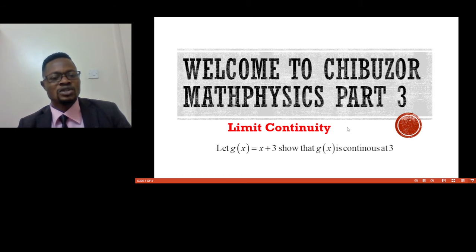In mathematics, we don't force answers. It has to be systematic, it has to be proven. You don't assume the answer, you just get it from your calculation. So if you find out that the limit does not exist, kindly don't force it. Make your statement that the limit does not exist. But if the limit exists, why not? So let us see if this limit is continuous at x equals 3.